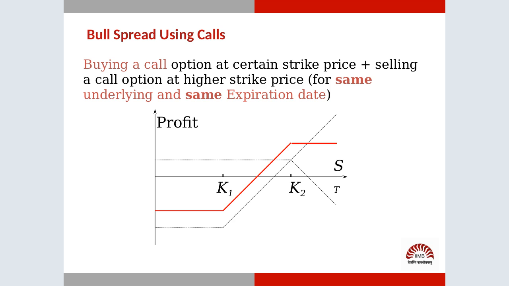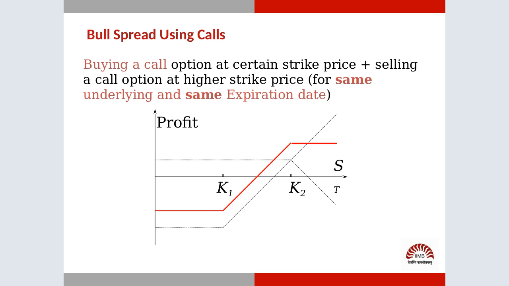So how much will be your profit? After the moment the asset price crosses K2, your profit becomes K2 minus K1, and that remains constant because after all you bought the asset at K1, now you are selling the asset at K2. So at all points your profit remains the same above K2.